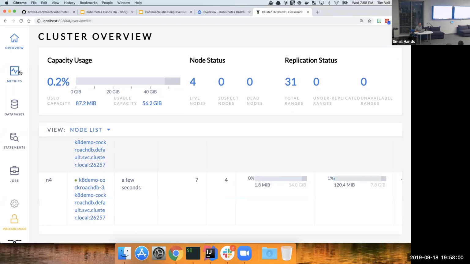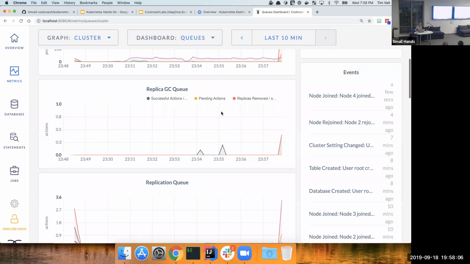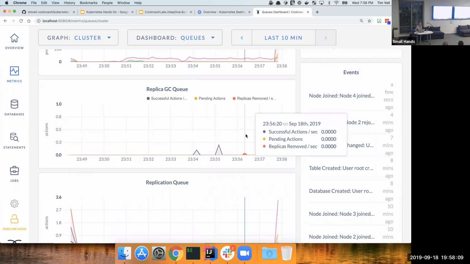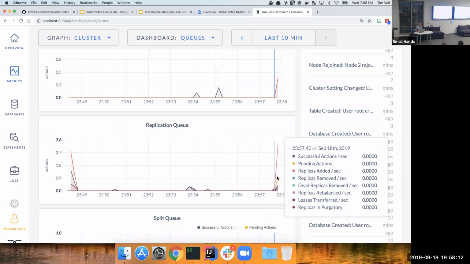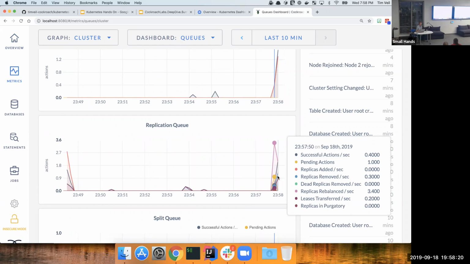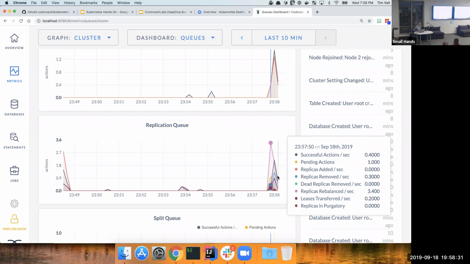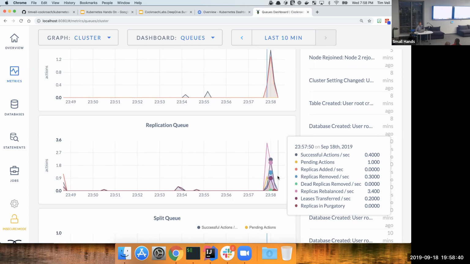So what would end up happening is if you were to look in metrics, what you would see is some queues. There's a replication queue, or actually this is a replication GC queue. And what this is saying is the kinds of actions that occur in replication. Some of them are not as obvious as others, but what we're doing here is rebalancing. You can see that replicas are being rebalanced, and that's emblematic of the action that's taking place here. We're not replacing dead ones. We're not really adding new ones. We're simply rebalancing.